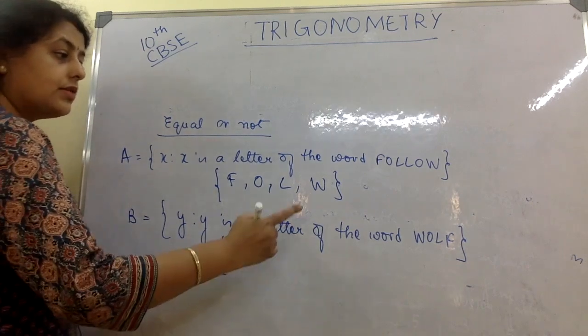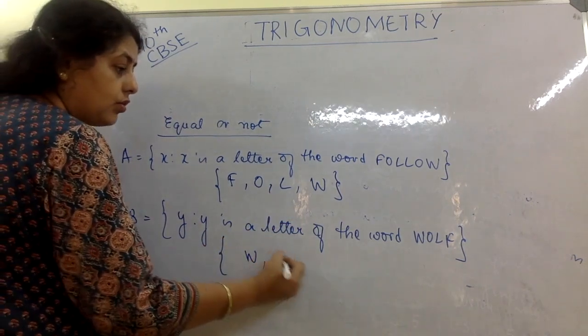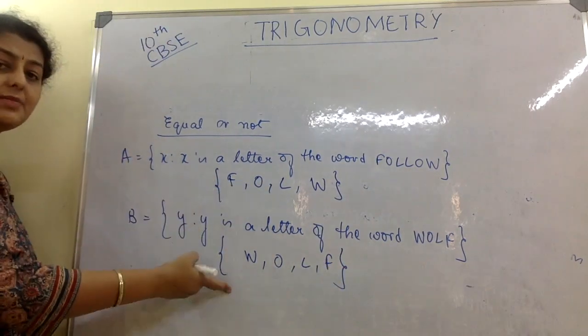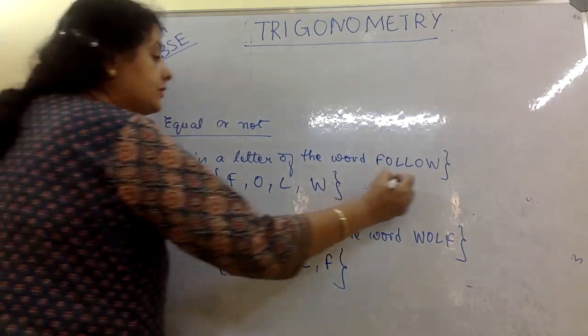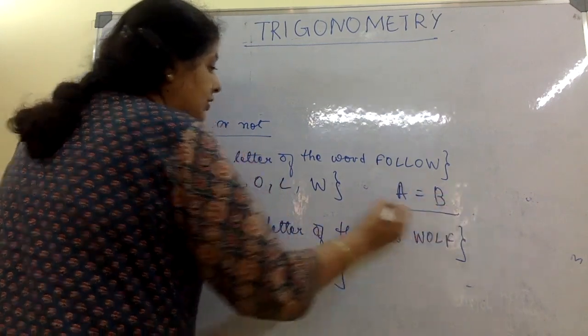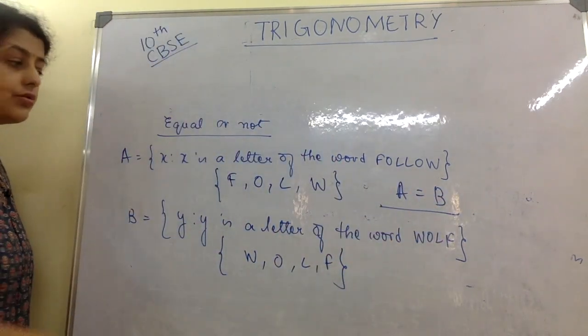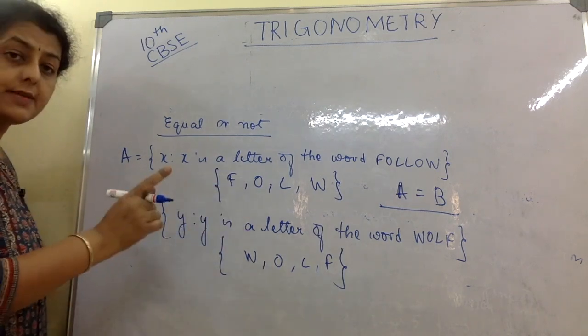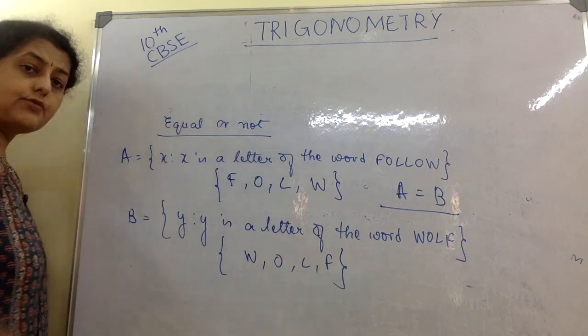Here, Y is a letter of the word wolf. W, O, L, F. Very, very interesting. Note here, they are the same elements. Therefore, set A is equal to set B. So the sequence can be different, but the exact letters are here. Members are the same in the two sets. Hence, they are equal sets.